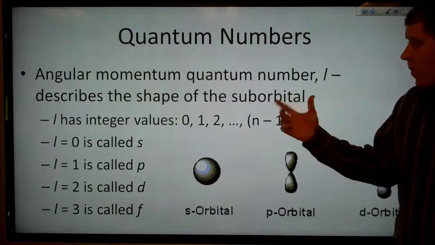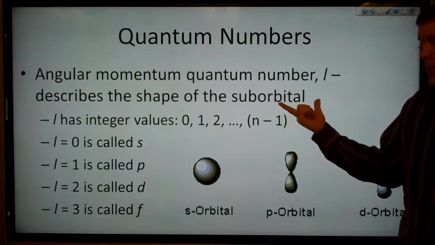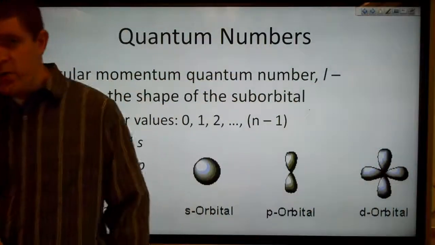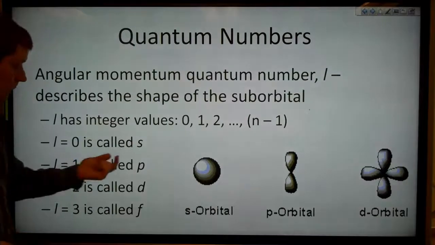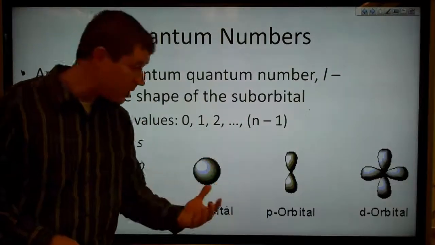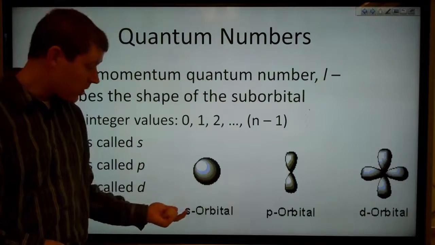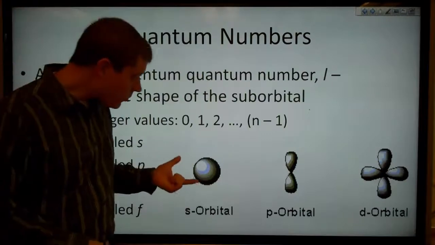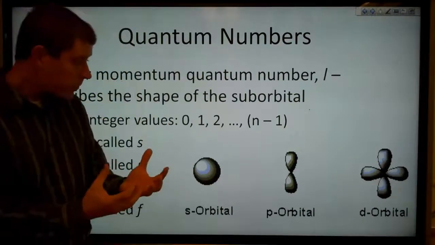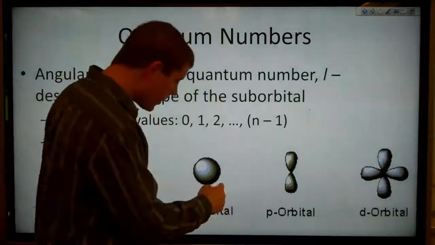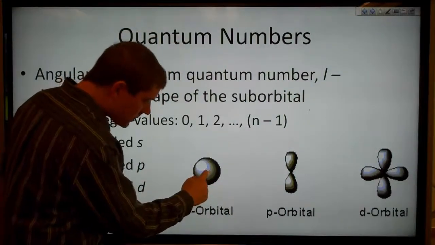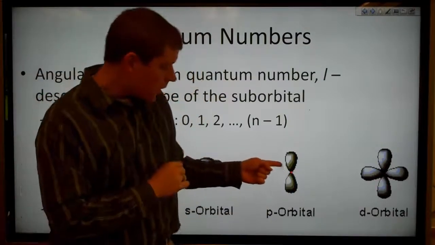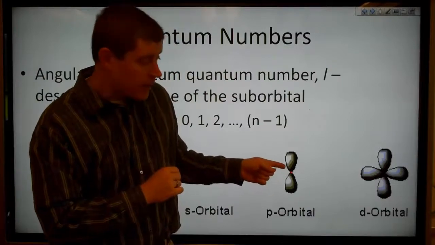So now, remember that I said that this quantum number describes the shape of our suborbital. Each of these numbers, the 0 means an s orbital, a 1 means a p orbital, and so on. From here on, I'm going to generally call them by the letters, not by the L numbers. So an s orbital has a spherical shape. A p orbital has sort of this two-lobe structure. In the s orbital, the nucleus is in the center there. In the p orbital, the nucleus is in the center there. Note that there's a node here in the center where the electron is not allowed to be.